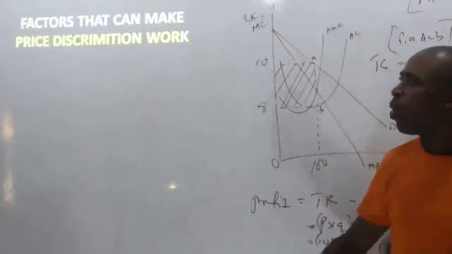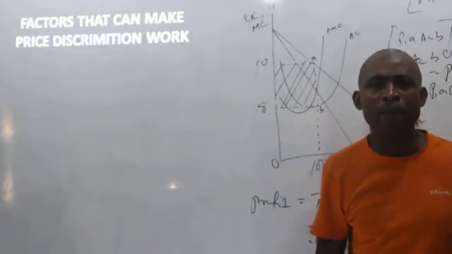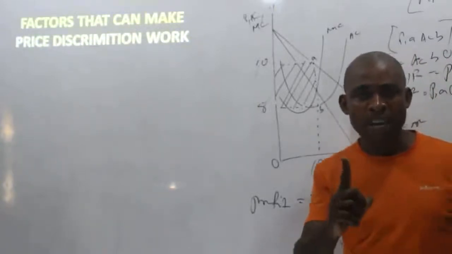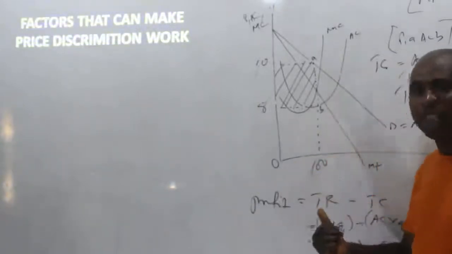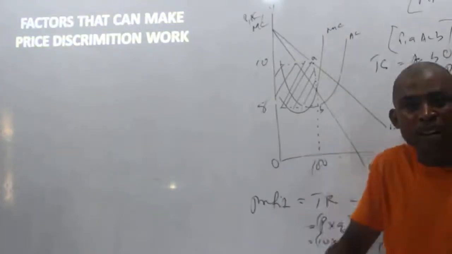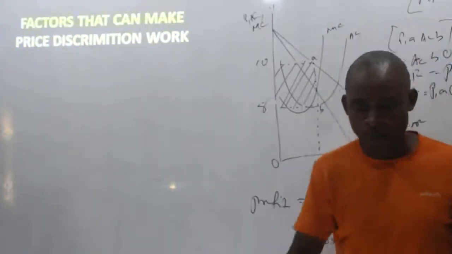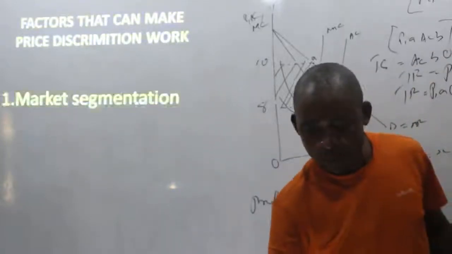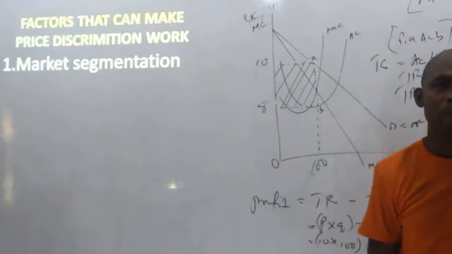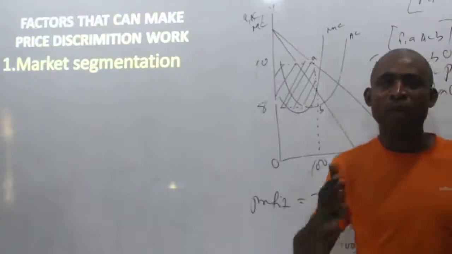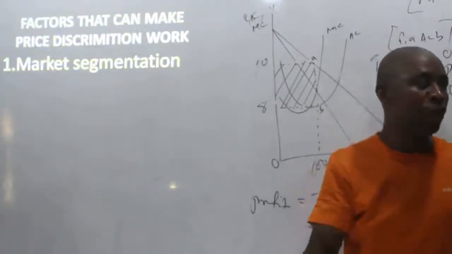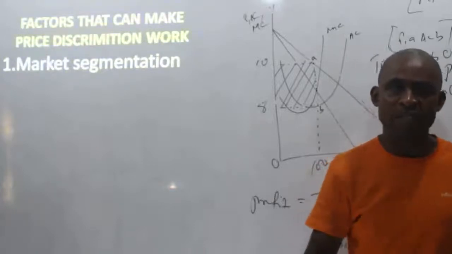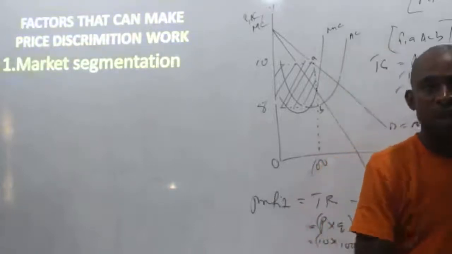Now, what can make price discrimination work? Before then, why will a monopolist discriminate? To maximize profit. It's always a profit maximizer. It discriminates to maximize profit. Now, what are the factors that can make discrimination work? One, market segmentation. The monopoly should be able to divide the market into different classes. For example, market for the rich, market for the poor.